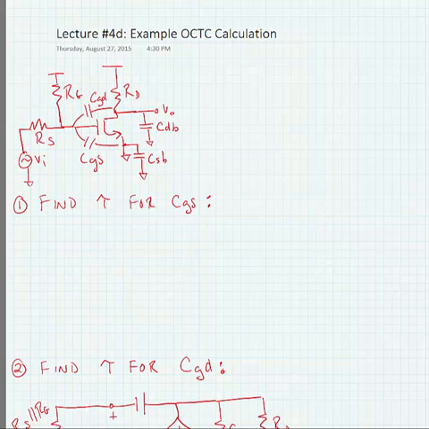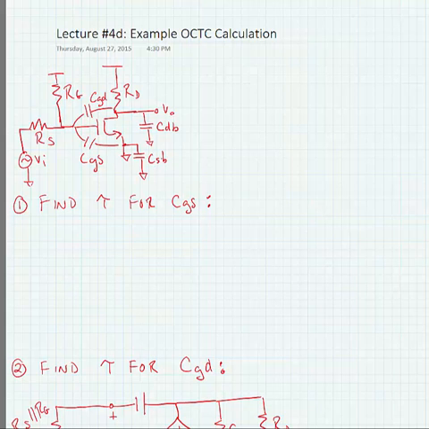Okay, we're now going to do an example OCTC calculation for a more complex circuit than the one we looked at last time. And we'll go through all the capacitors that are necessary. So here I have a common source amplifier, and I've drawn all of the device capacitances as well as some biasing resistors RS, RG, and RD.